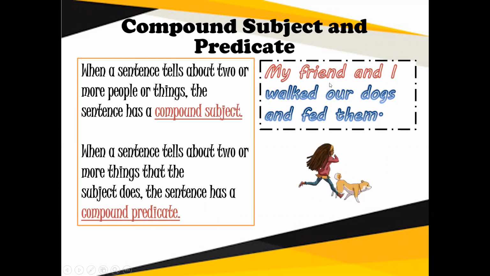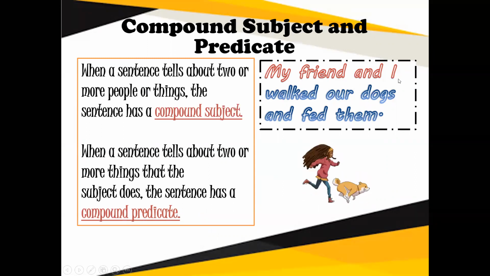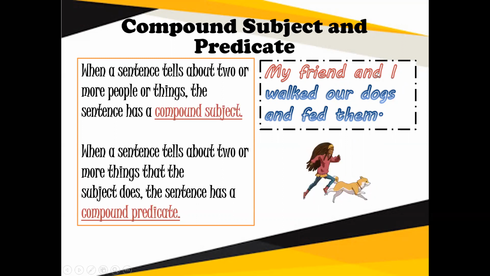So in our example, "My friend and I walked our dogs and fed them." You have the compound subject, "my friend and I." Two subjects are there. Usually, subjects and predicates in the compound category would be connected by a conjunction. So the predicate here would be "walked our dogs and fed them." You have two verbs, walked and fed. So that makes it a compound predicate.